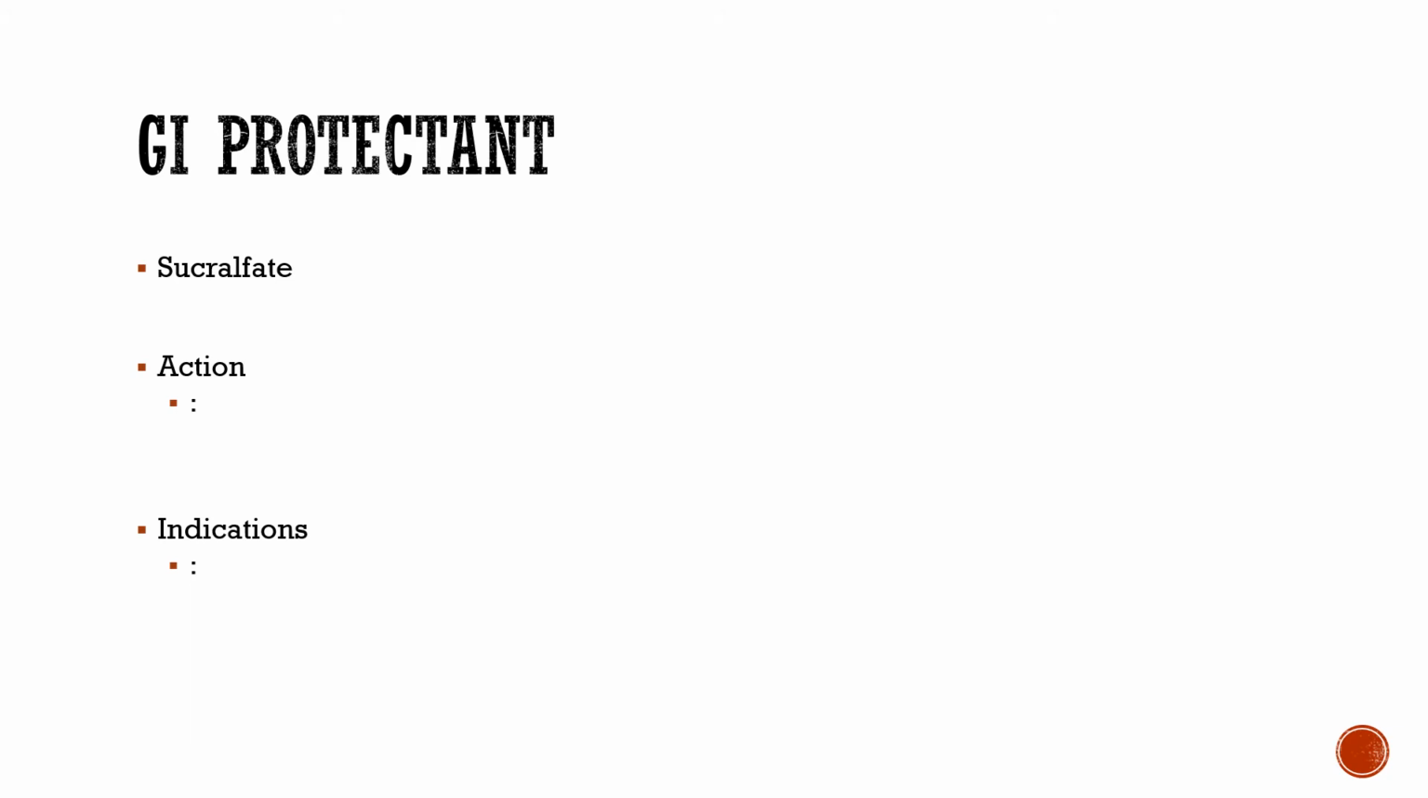All right, let's talk about a GI protectant. This is for ulcerations, and what this does, sucralfate actually coats the ulcer. You'll see them used with duodenal ulcers. They protect that ulceration from further breakdown to promote healing. You'll see them used, again, for duodenal ulcers, maybe even some gastric erosion.